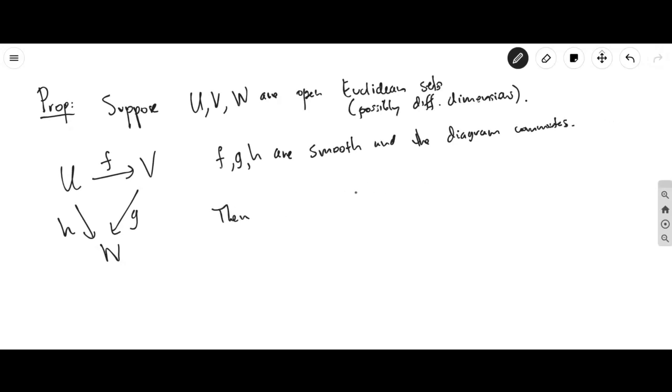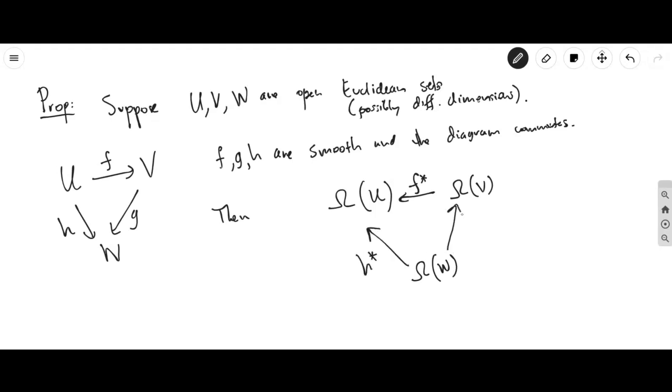So then, anytime you have such a diagram, you have the induced map on the differential form algebra that goes in the other direction. Like this. So then this is a commutative diagram also. So that's what we're claiming. That this pullback operation is reminding us of a functor. It's some kind of functor in a way.